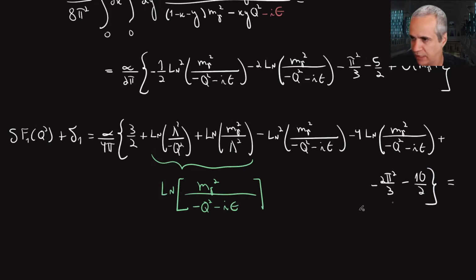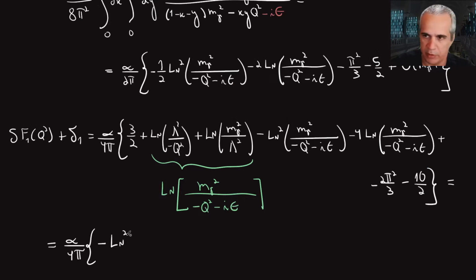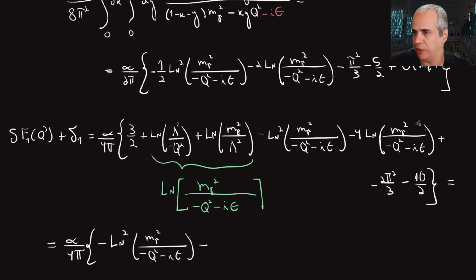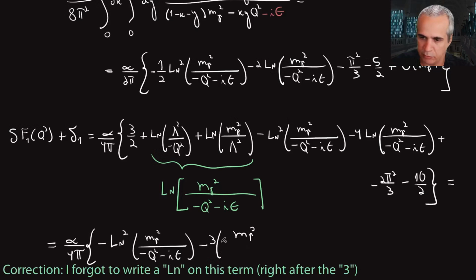Let me just add everything up to get a simpler expression. This will be just alpha over 4 pi minus the log square of this, minus, I can group now this log with this one, right? It's the same, and get a minus 3 m gamma square over q square plus minus i epsilon.